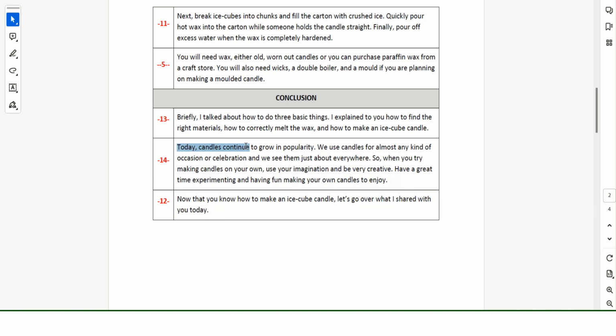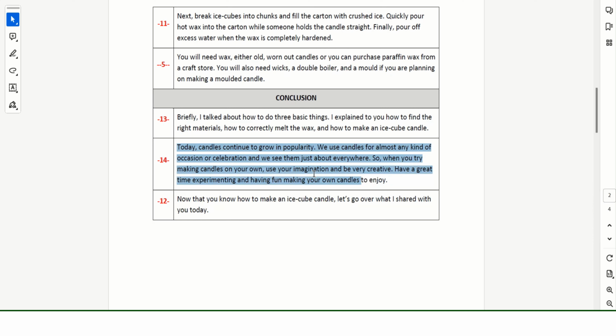So today, candles continue to grow in popularity. We use candles for almost any kind of occasion or celebration, and we see them just about everywhere. So when you try making candles on your own, use your imagination and be very creative. Have a great time experimenting and having fun making your own candles to enjoy.